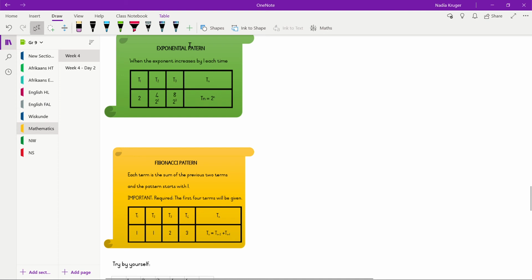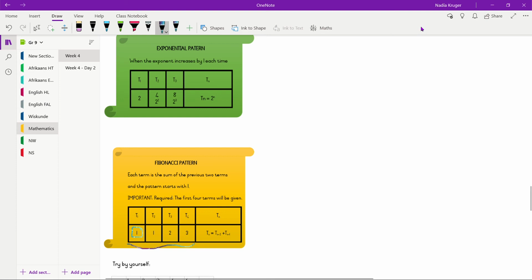The important thing to remember and how to identify a Fibonacci pattern is that term 1 is a 1. Okay, and they always have to give you 4 term values. If they don't give you 4 term values, it is impossible to determine whether or not it is the Fibonacci pattern or not. Okay, let's try another pattern by ourselves.